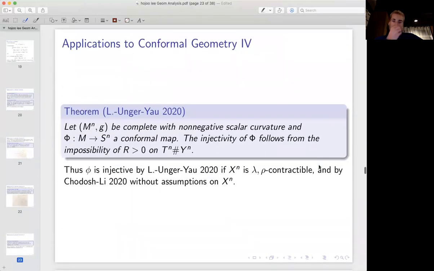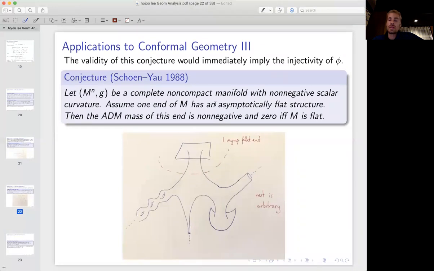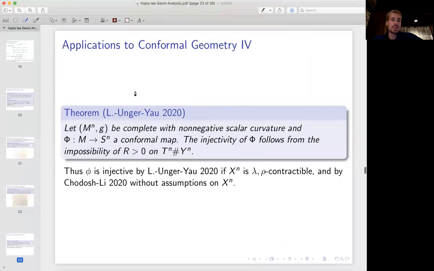Now, what we show in our paper with Ryan and Yao is that you don't have to prove the positive mass theorem with arbitrary ends to prove the injectivity of phi. It turns out that by looking at Lohkamp's compactification trick, you can cheat a little bit, do away with having to prove the positive mass theorem with arbitrary ends, and you can just show that the injectivity of phi follows from the impossibility of a PSC metric on torus connect sum X^n, where X^n is arbitrary. I've used X^n the whole way through the talk, so apologies.